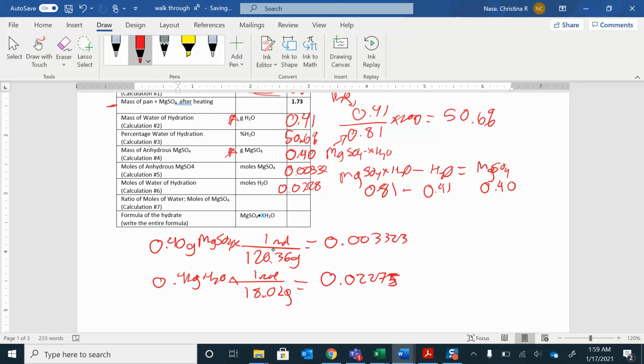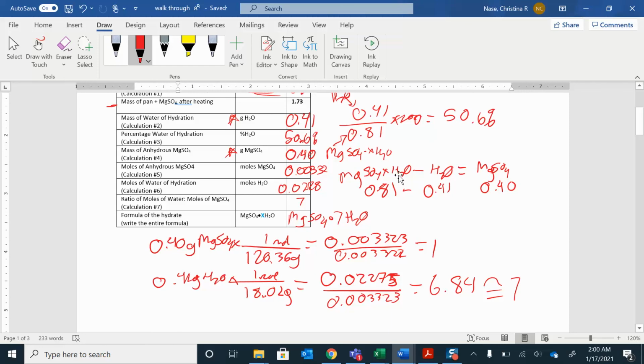Now, to figure out the ratio of the moles to water, I'm going to divide by the smallest one. So the smaller one equals 1. Divide this one by that one, because I'm finding the ratio of moles here. And when I work that out, I get like 6.84, which is about equal to 7, which is pretty much what we're supposed to get there. All right, so I'm going to put about 7, and that's my X. So I'm just going to rewrite this as MgSO4 times 7 waters. Now, if you didn't get 7, that's okay. You will do 3 trials of this. Some might be better than others, and that's also okay.